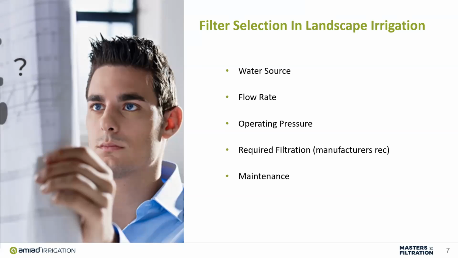The first one is water source. The second is flow rate, your gallons per minute. Third is your operating pressure, or your static or dynamic pressure. Fourth is required filtration, like your manufacturer's requirements or recommendations or things like that. And then fifth is maintenance. One of the telltale signs that we always deal with in terms of designing a project is the maintenance, the long-term plan.